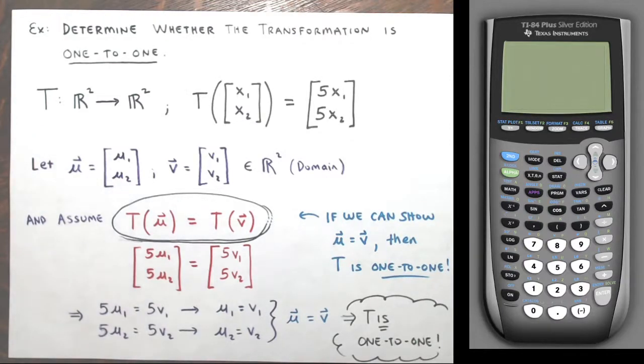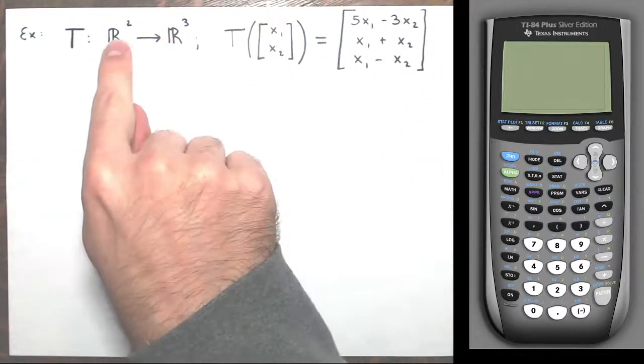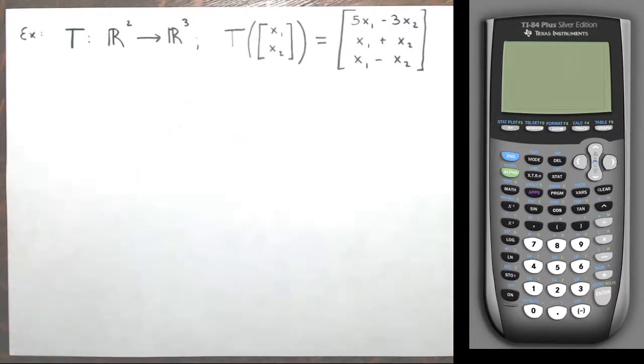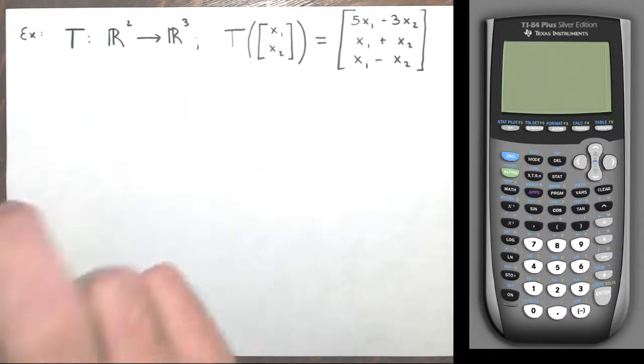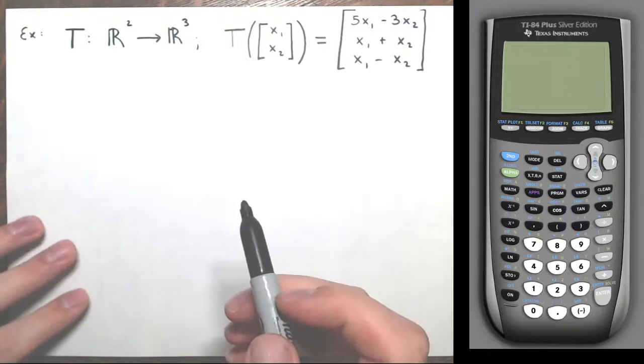All right, so my next example is another transform. Now, the first few examples I have here are transformations between Euclidean spaces. The last one was from R2 to R2. This is from R2 to R3. We'll get to some examples in a few between just other vector spaces, so bear with me here.